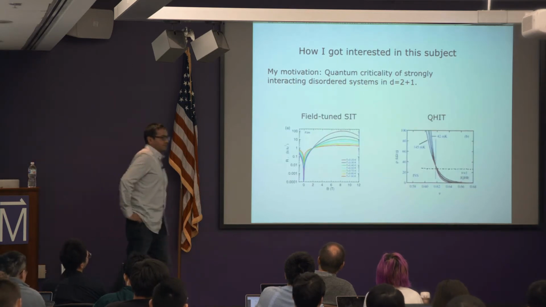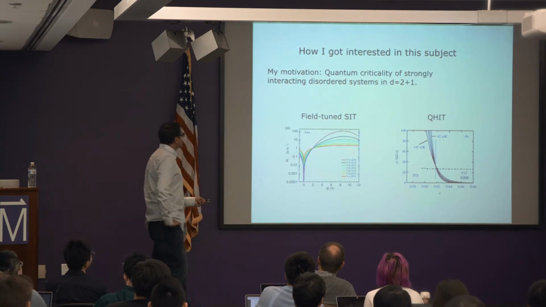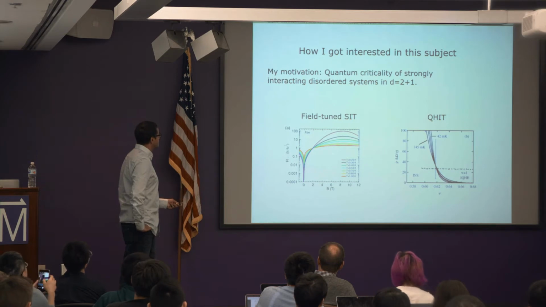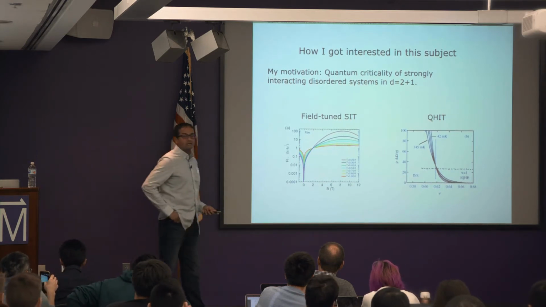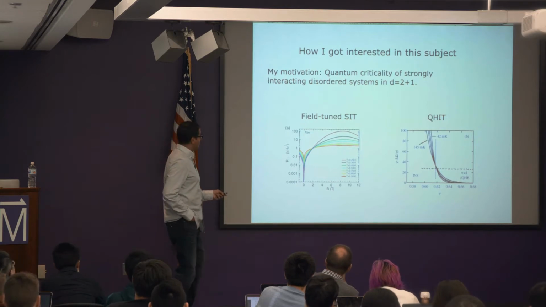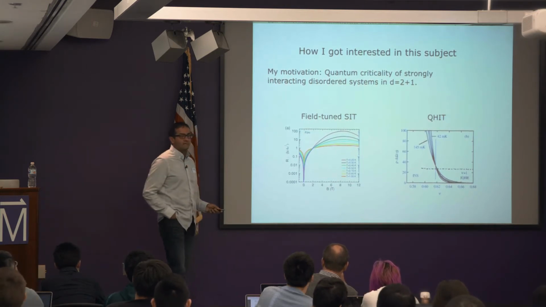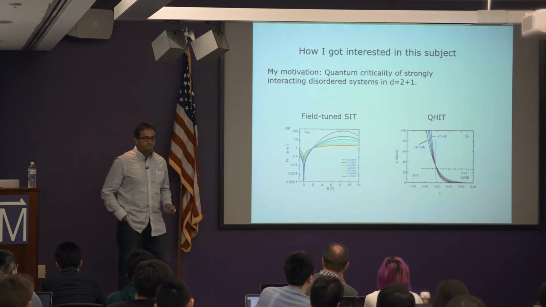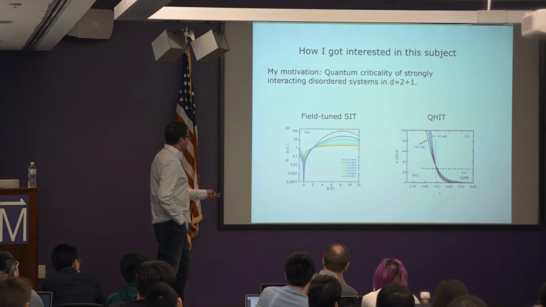So if you look at the experimental data, you see several striking features. Here is the field-tuned superconductor insulator transition. Perhaps you can't quite see what these different colors mean. They represent isotherms. So this is resistance as a function of magnetic field at a fixed temperature. Each of these are at different temperatures.